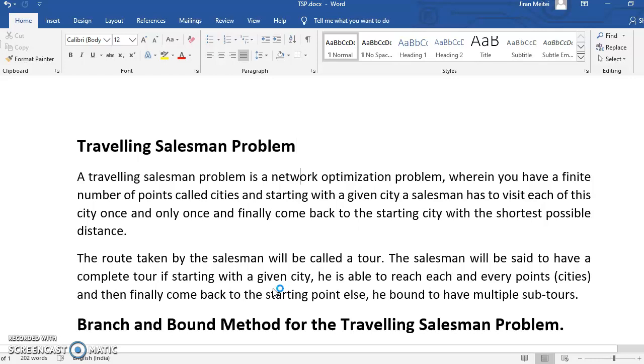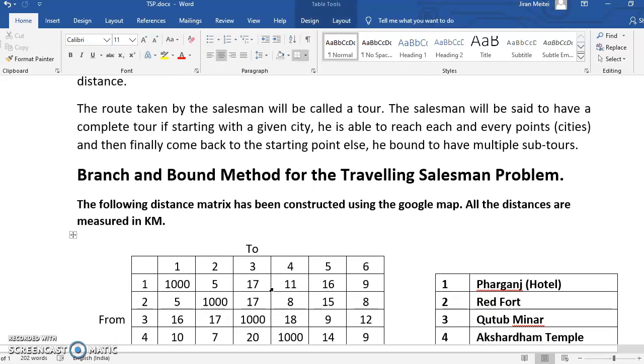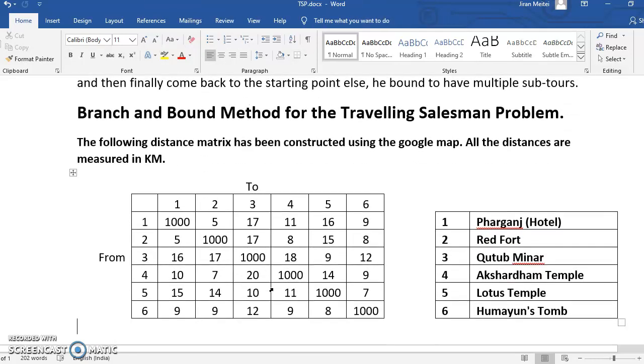Now, to understand the branch and bound method, let me take a very small example. Let us say a tourist is visiting Delhi and is staying in a hotel somewhere in Paharganj and is planning to visit 5 different tourist points. For this, he is hiring a taxi who is going to charge him on the basis of the kilometers traveled. Now the objective of the tourist is to identify a route to visit these 5 different tourist points from his hotel in such a way that each of these points is visited once and only once and then he finally comes back to the hotel with the shortest possible distance.